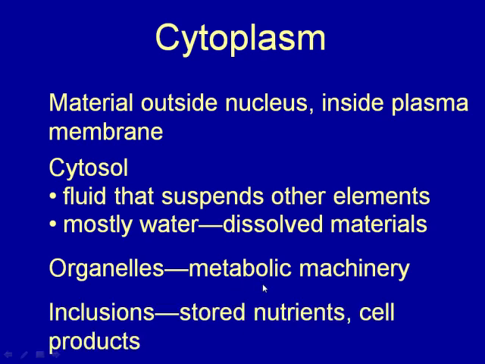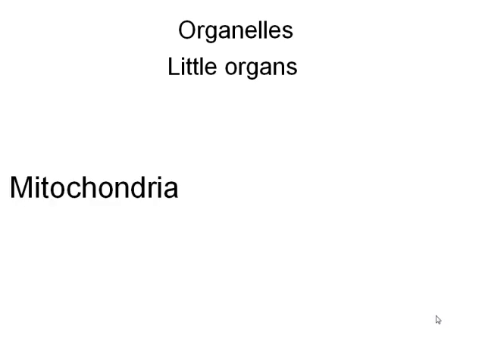And there will be some inclusions. Inclusions will be stored nutrients and various cell products. For example, your skin cells make melanin, and melanin is stored in your cells as inclusions. The organelles are the little organs of the cells. These are the things that carry out activities just like your organs carry out activities.